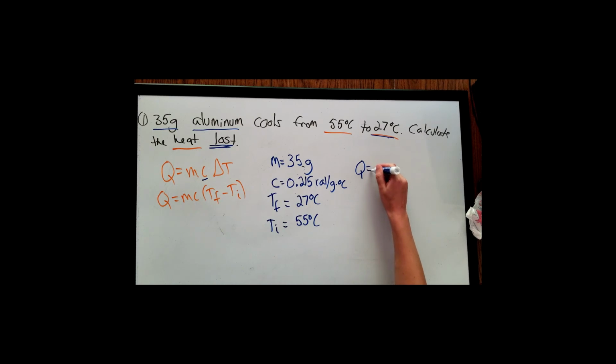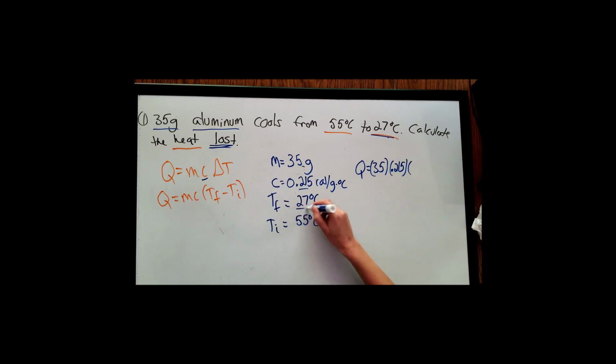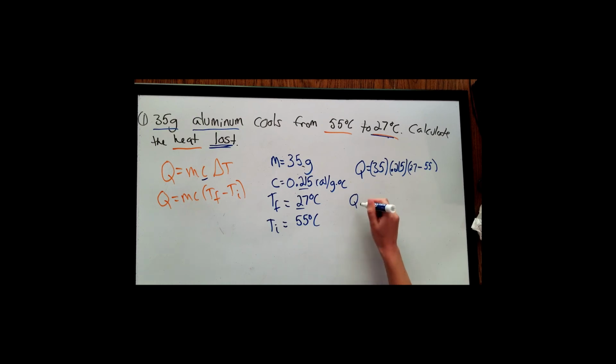Let's plug these values into the equation. So I have 35 for my mass. I'm going to multiply that by the specific heat of aluminum, 0.215. And then I'm going to take my final temperature of 27 and subtract my initial 55. So notice 27 minus 55, that's going to give you a negative number. So we're going to have a negative heat value when we solve for this. And that makes sense because the object is cooling down. It is losing heat. So when heat is lost from a system, we get a negative Q value.